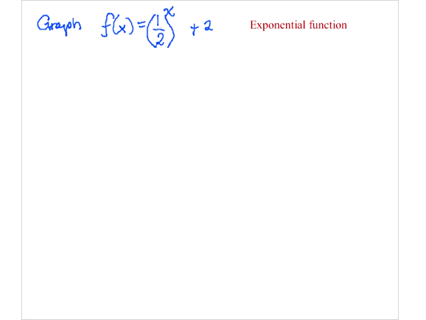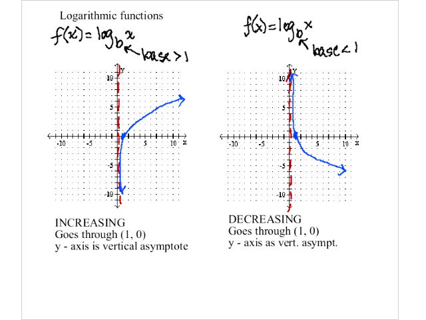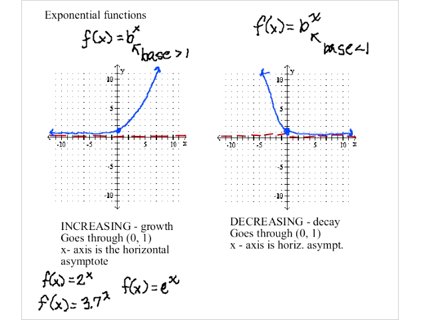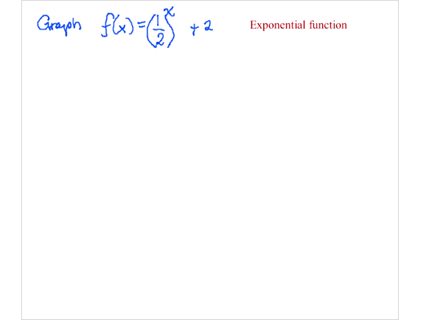Okay, now, so we know that the graph is going to be one of those two graphs, because it's an exponential function. Okay, now, how do we decide which of those two graphs it is? Well, it's based on the base. The base is 1/2, which is less than 1. 1/2 is less than 1. So because it's less than 1, that is your decay or decreasing exponential function.